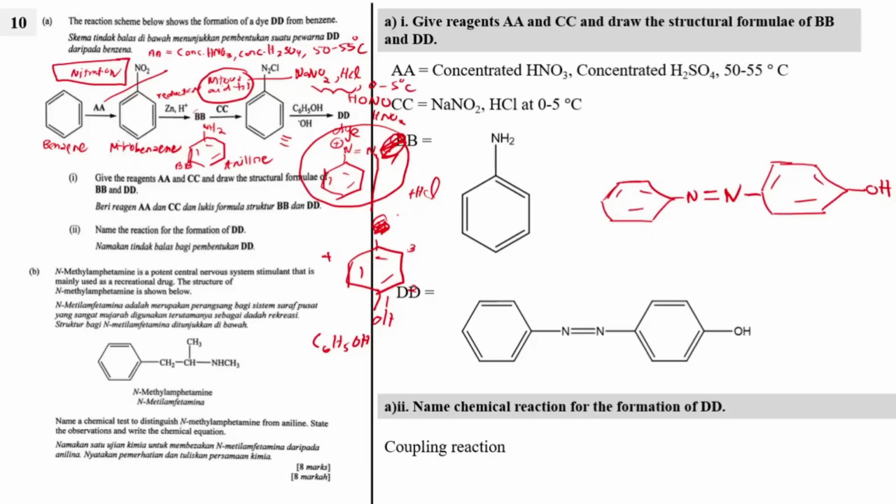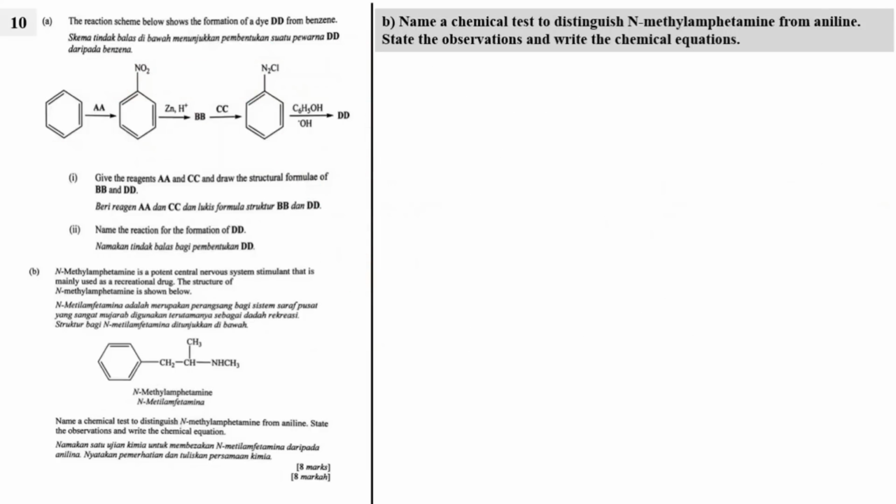Now we're going to do question 10b. So for question 10b, we need to name a chemical test in order to distinguish N-methylamphetamine from aniline. So N-methylamphetamine is the structure given here. So it is a secondary aliphatic amine. Okay, this N here is attached with one carbon and another carbon here. So it's a secondary aliphatic amine.